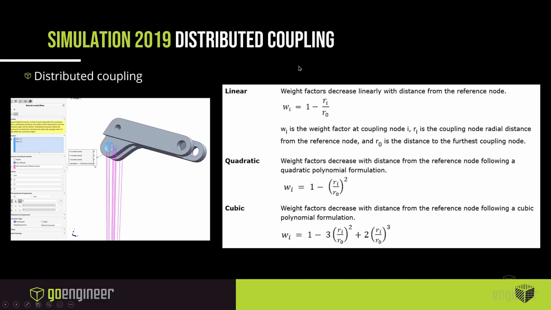New to 2019 is distributed coupling. Distributed coupling is when we are using a remote load mass and applying a force or a moment or a torque onto a certain part, and we do not care about modeling that actual acting part. What we can do instead is represent that virtually as a connector, and we can apply certain weight factors to the face we're applying it to.